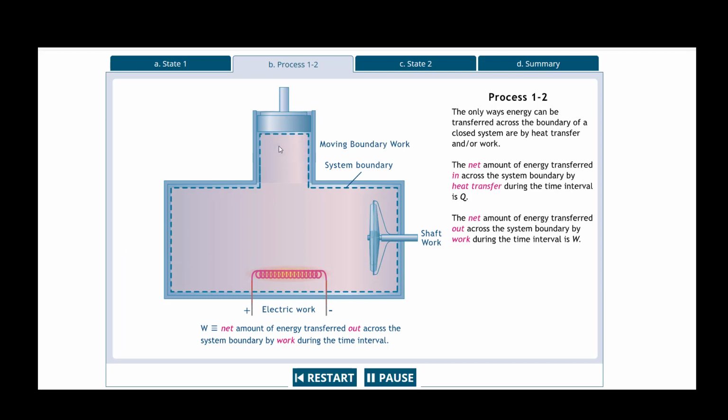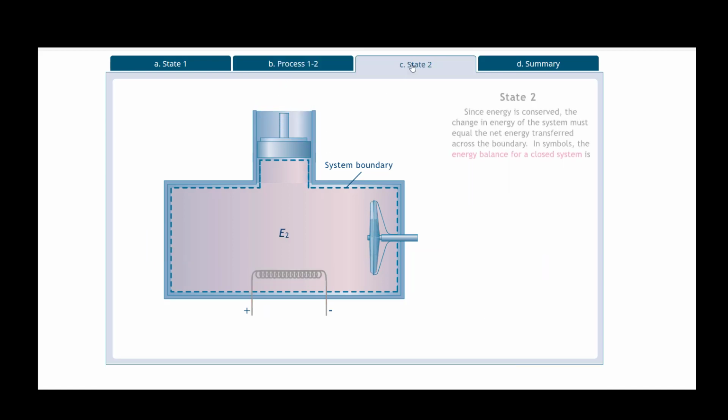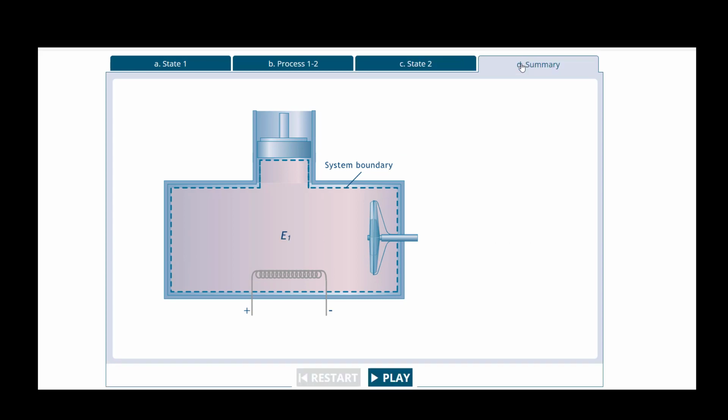We've got some moving boundary work, some shaft work, and some electrical work. So the only ways energy can be transferred across a boundary of a closed system are by heat or work. Remember, heat or work. That's the only way we can get energy across that boundary. Okay? And so then we can just end up here. And then here's a little summary to show.